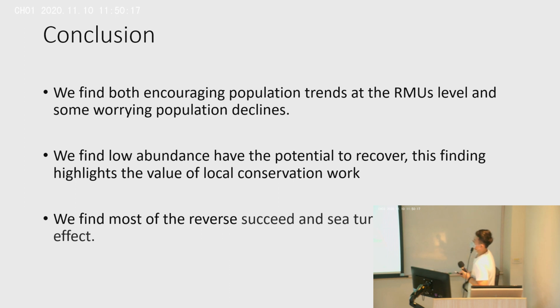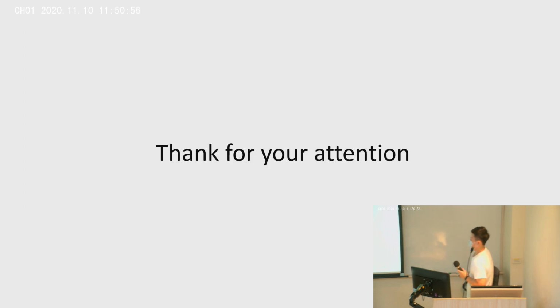Conclusion. We find both encouraging population change at the RMU level and some worrying population decline. We find low abundance has the potential to recover. These findings highlight the value of local conservation work. And we find that most of the recovery succeeds, and the sea turtle does not have any Allee effect. Thank you for your attention.